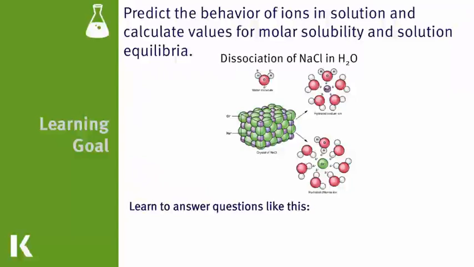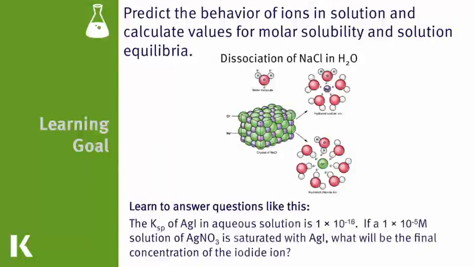Our overall goal is to be able to predict how ions will act in solution, and then be able to run calculations to find specific molar solubility and solution equilibria values. For example, in this common ion effect problem, if given the KSP of silver iodide and a concentration of silver nitrate, we want to quickly be able to find what the concentration of iodide would be in a saturated solution.